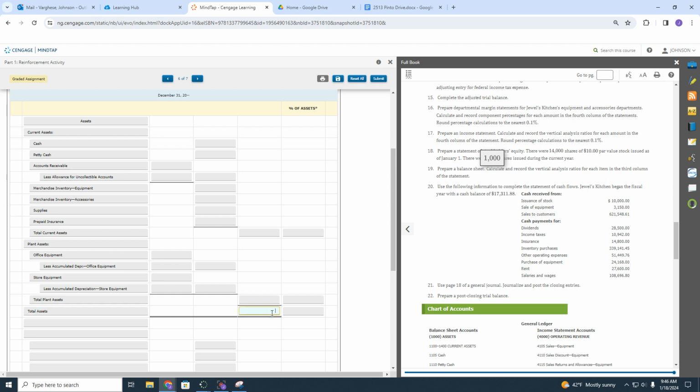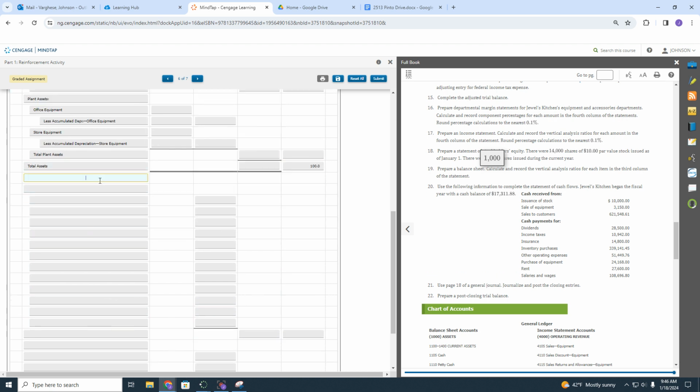And everything is going to be a percentage of total assets. So this one is going to be 100%. And then everything else is going to be divided by this total assets in order to get the percentages here and here. I imagine that my total current assets are going to be a lot more than my plant assets in terms of percentages. So now I'm done with my total assets.